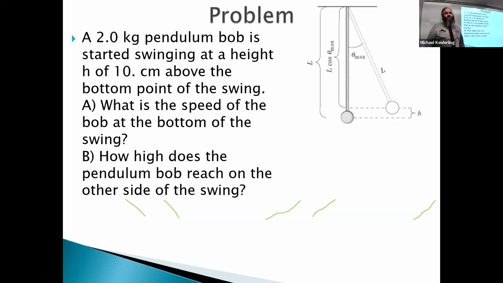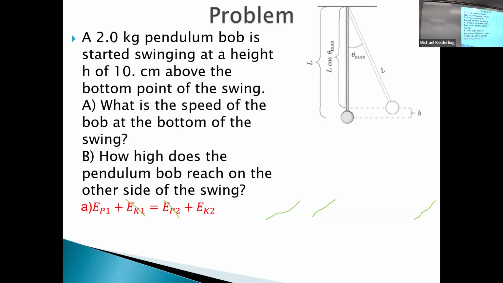So there are 3 states here. There's our initial state, at the bottom, and then up at the other side. And we can work out potential and kinetic energy for all of these states, and the total energy will be the same for all of these states.